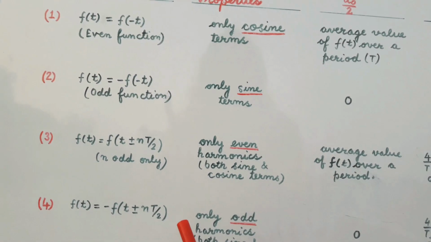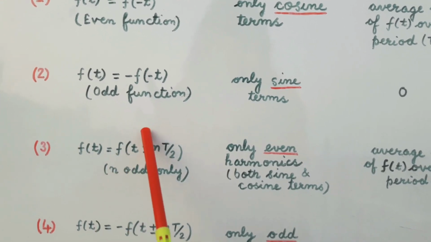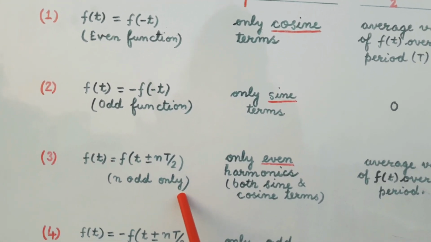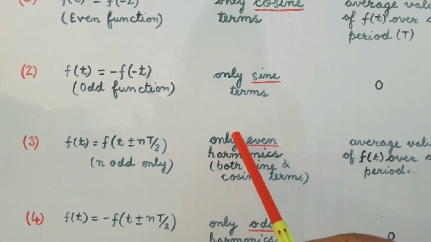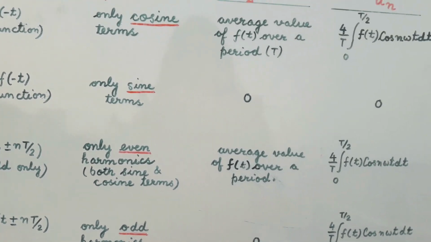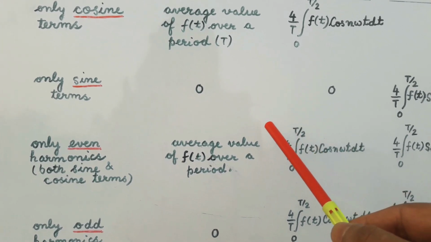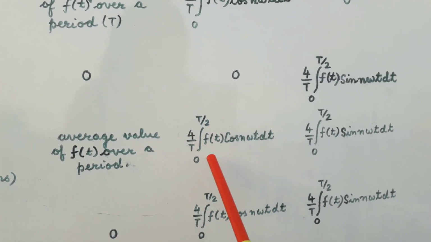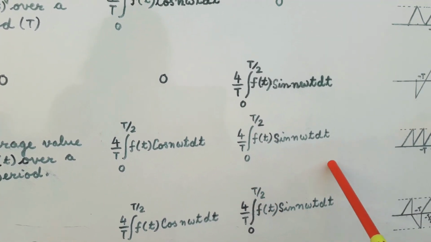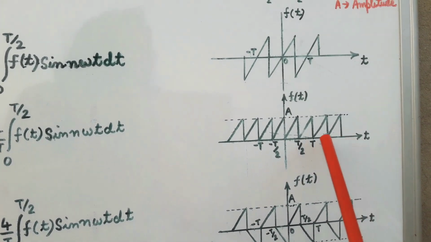Similarly, the third condition of symmetry is that if the function f(t) is equal to f(t plus or minus T by 2), if this condition is satisfied, then the function will contain only even harmonics, both sine and cosine terms will be present. So, the value of a0 by 2 will be equal to the average value of f(t) over a period. The value of an will be given by this formula, 4 by T integral 0 to T by 2 of f(t) cos n omega t dt. The value of bn will also be found using this formula, and an example of such a function is given in this figure.